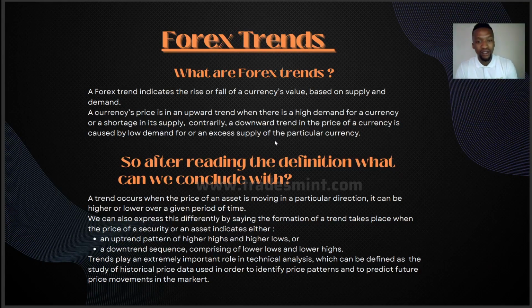So basically guys, after reading the definition, what can we conclude with this? We can basically say that a trend occurs when the price of an asset is moving in a particular direction. It can be higher or lower over a given period of time. We can also express this differently by saying the formation of a trend takes place when the price of a security or an asset indicates either an uptrend pattern of higher highs and higher lows, or a downtrend sequence comprising of lower lows and lower highs.